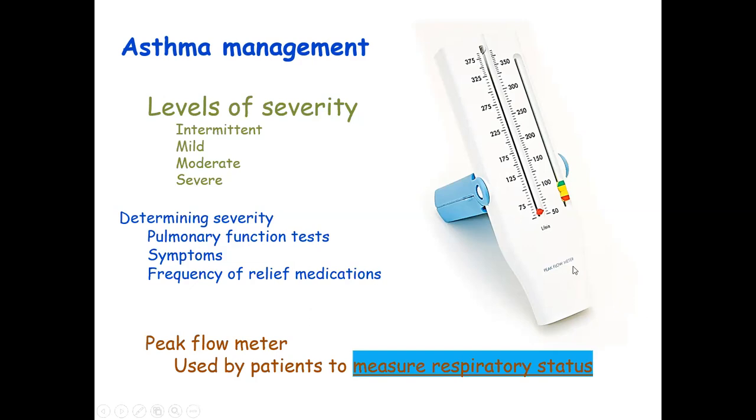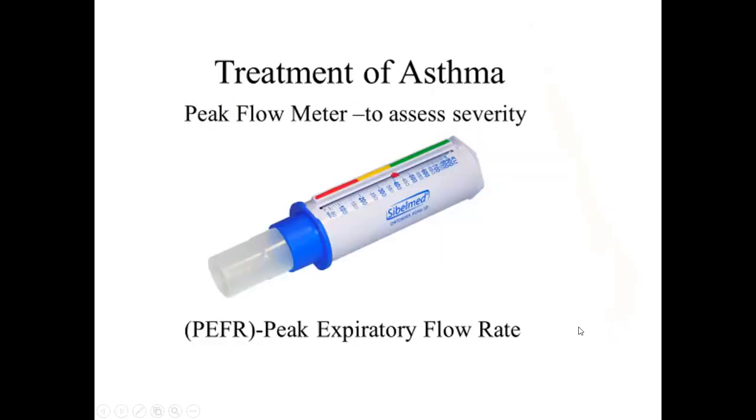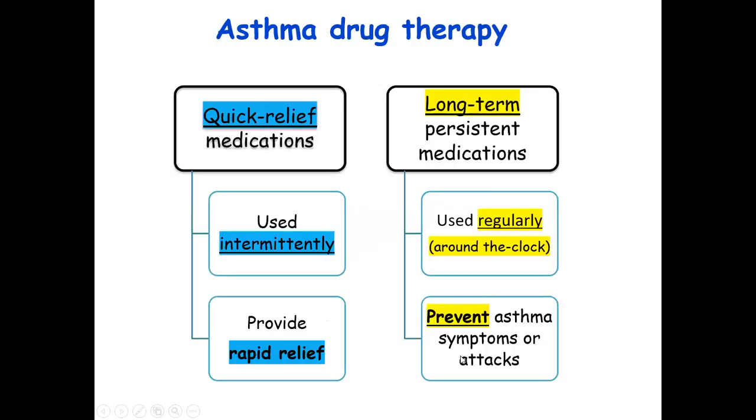And so again, this is the peak flow meter, and this is used by patients to measure your respiratory status. Here's another one. This is the Civilmed. And so this one right here, it actually has the red, yellow, and green already defined. And then PEFR, your peak expiratory flow rate. So the flow meter, you're blowing as hard as you can, and it's able to detect with this pressure how much pressure you're able to blow with your strongest breath that you can exhale. And then they call that your PEFR.